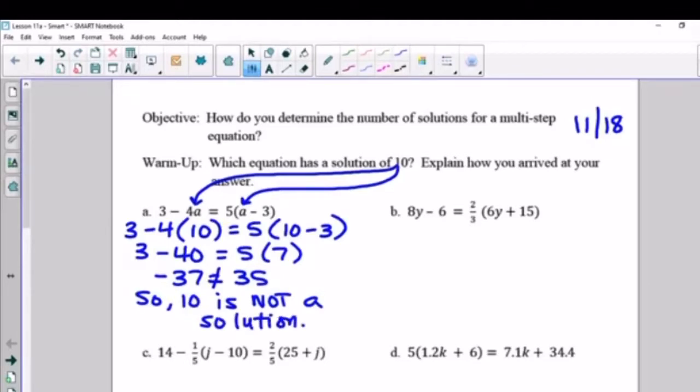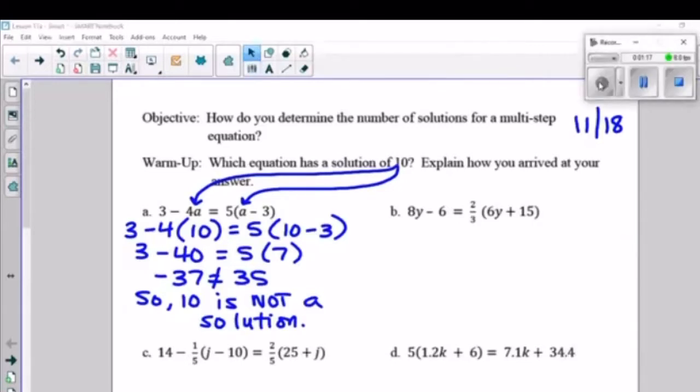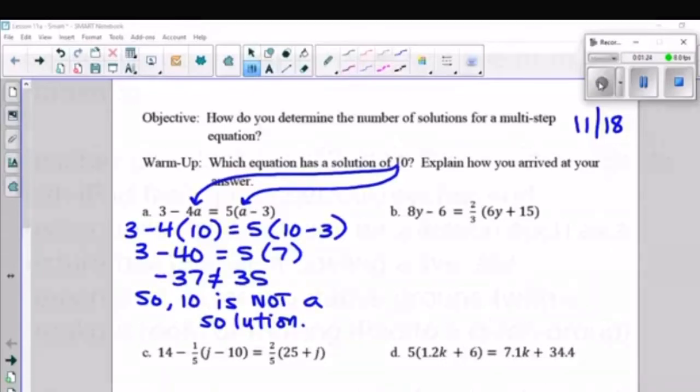Again, we can solve each equation. We'll try that again on problem B, or we could plug the 10 in. So let's try problem B a different way. Let's actually solve it and see if we get the answer of 10.